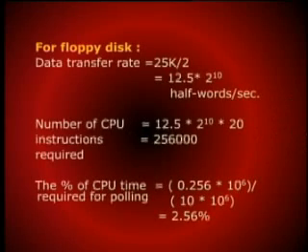Now we consider the floppy disk. The floppy disk can transfer 25K divided by 2, which is 12.5K half words per second. It should be polled at a slower rate as compared to the hard disk. The number of CPU instructions required in this case will be 12.5 times 2 raised to power 10. We use 1K as 2 raised to power 10, multiplied by 20, which is 256K instructions per second. Therefore, the percentage utilization of CPU time in this case turns out to be only 2.56%.